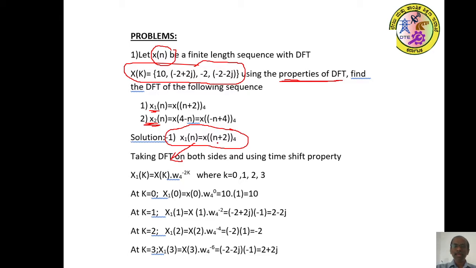So by applying DFT on both sides, x1 of n will become x1 of k, and x of n will have a DFT of x of k. Because of the shifting property, it becomes omega 4 power minus 2k. Very important property, try to understand this. x1 of k is equal to x of k into omega 4 power minus 2k. Now what are the values of k you want to substitute? k should vary between 0 to 3 because the number of samples given for us is 4, so we are trying to calculate 4 points. So k is equal to 0, 1, 2, 3.